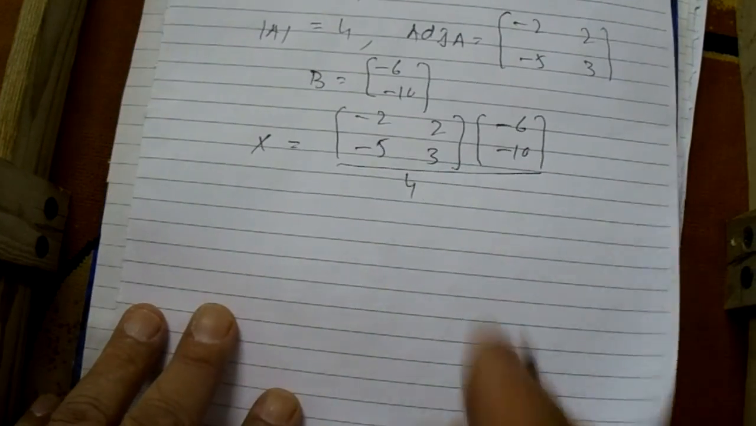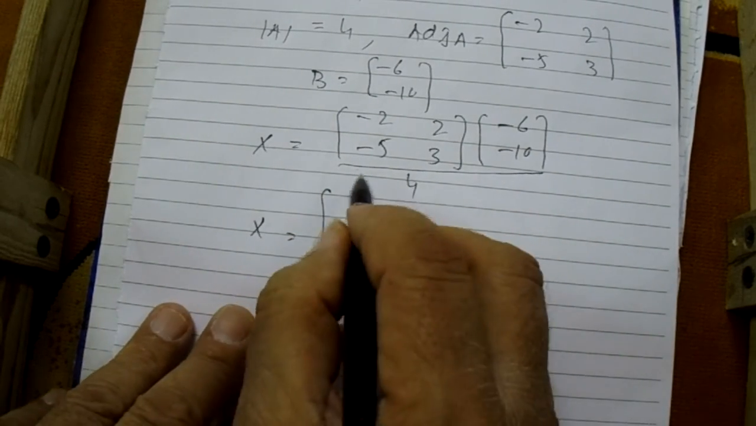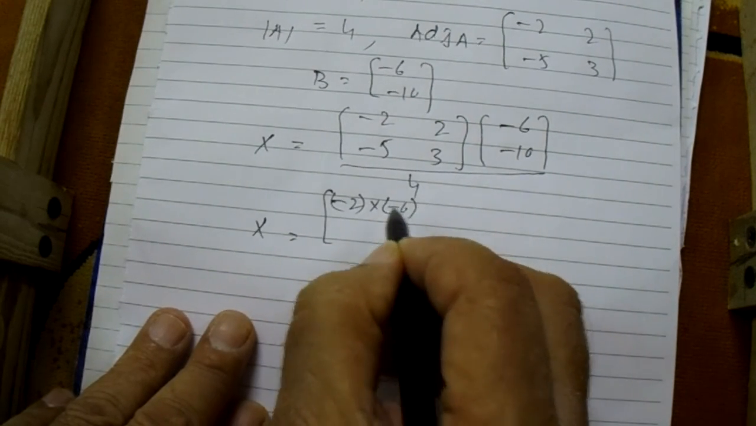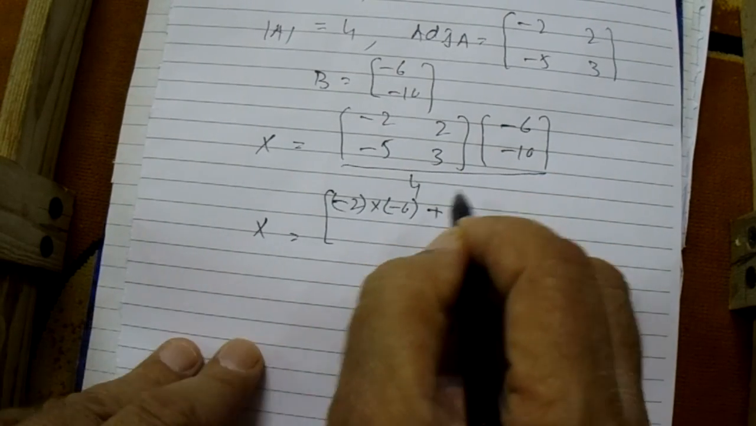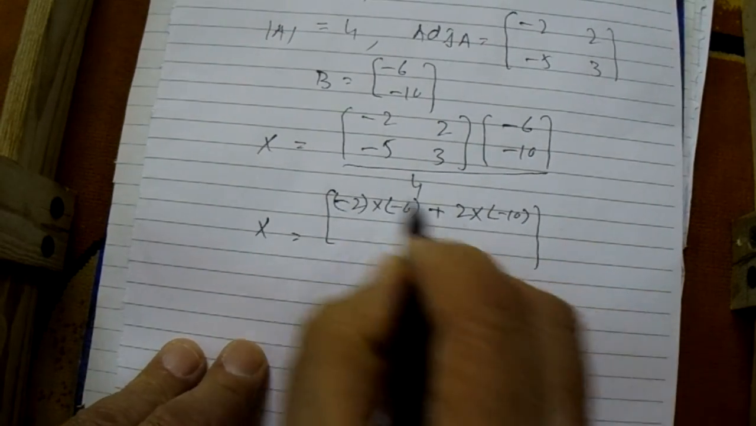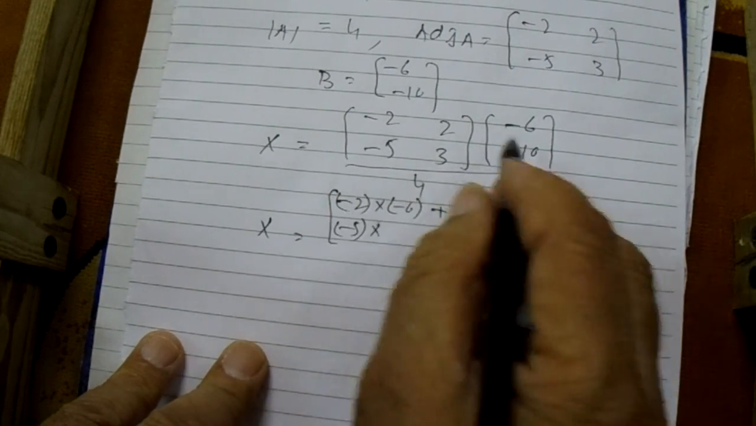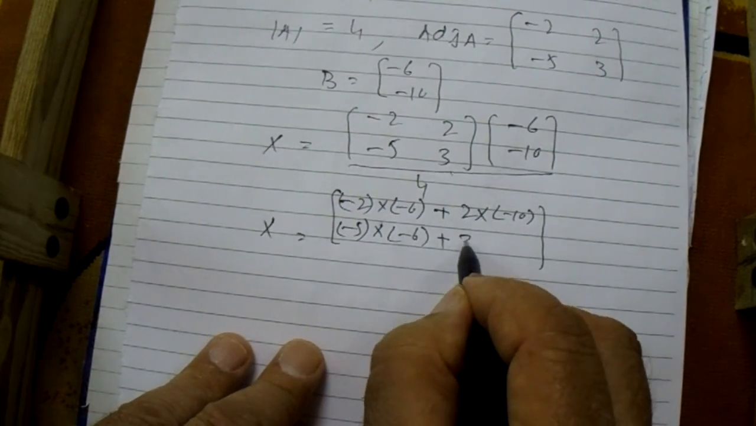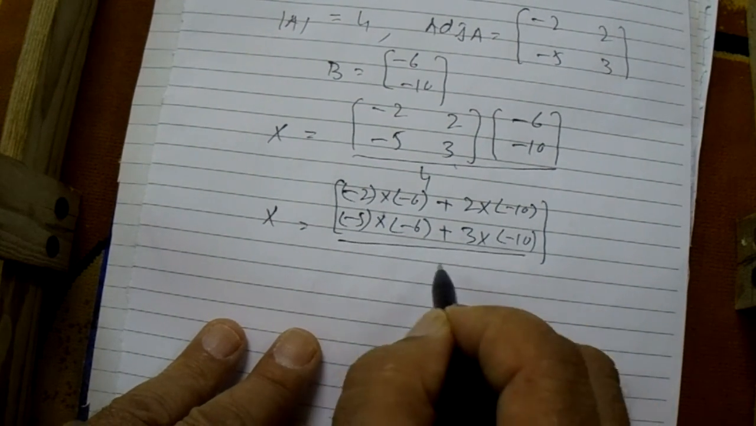Now we multiply this row by this. X is equal to this, it means minus 2 multiplied by minus 6. We write in brackets because the element has a negative sign, and plus 2 multiplied by minus 10. Now again minus 5 multiplied by minus 6, and plus 3 multiplied by minus 10. Now this again over 4.